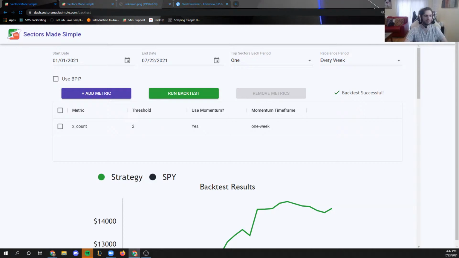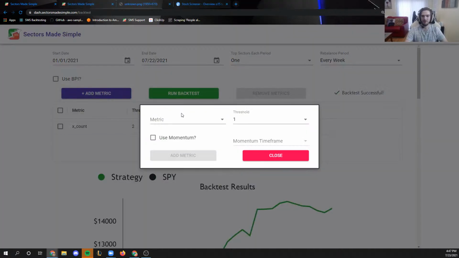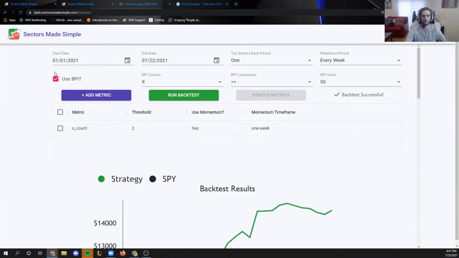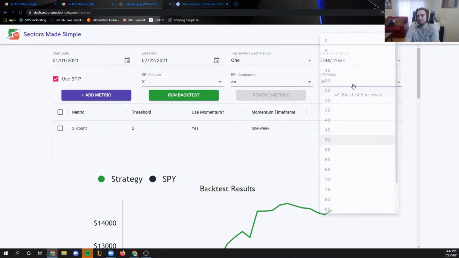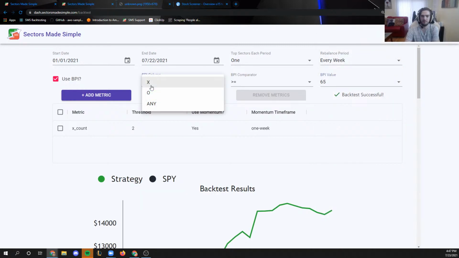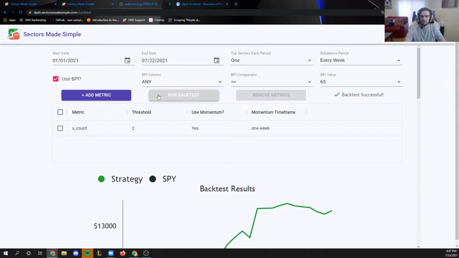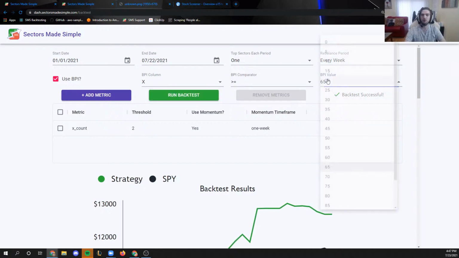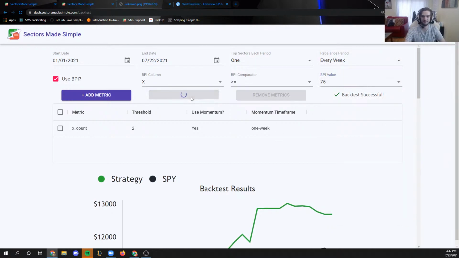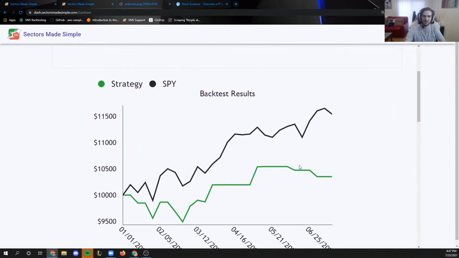You can keep it very, very simple. You can add total count, X count, positive trend, or you can even just add BPI. You can say, I want it where I only invest in a sector that has a BPI above 65. I don't care if it's in a column of X's or O's, I just want it to be above 65. You could say, I only want it to be if it's in a column of X's. I only want it to be if it's above 75. And with all of these changes, we see in real time how these results change.